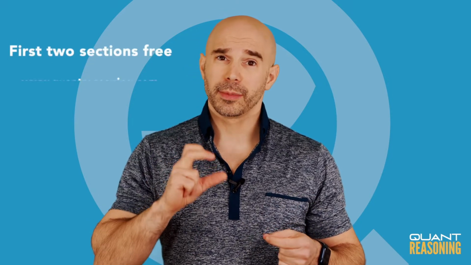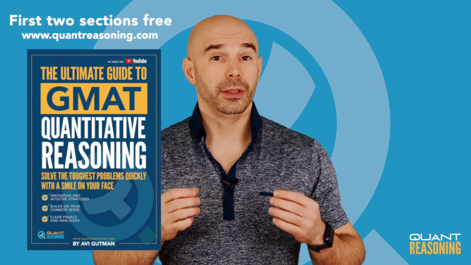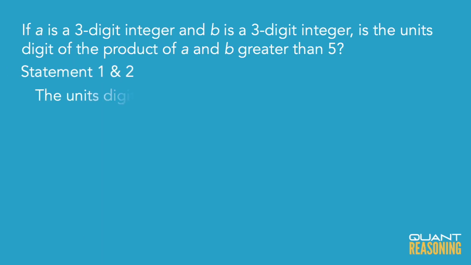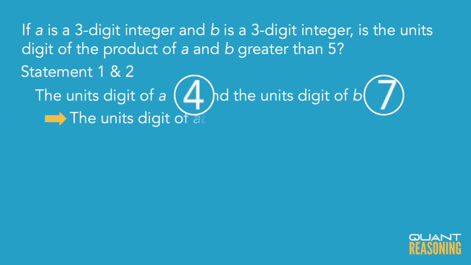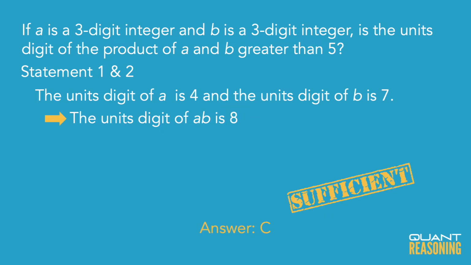Now, when we combine the statements, we know everything we could possibly want to know in order to find the units digit of the product. I actually explain in my book the reasoning behind why all of the other digits can be ignored when all we care about is the units digit. You can just look at the units digit of each of the two numbers and multiply those together. In this case, that would be 7 times 4 is 28. So 8 is the units digit of the product. That, of course, is sufficient to answer the question, and therefore the correct answer is C.